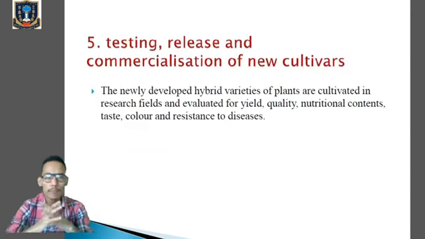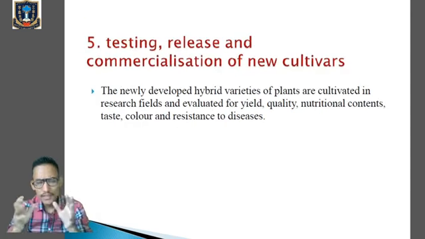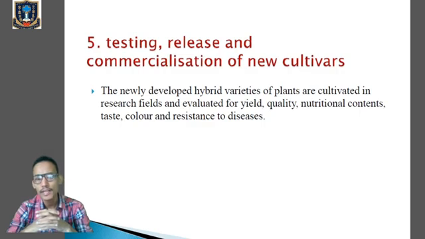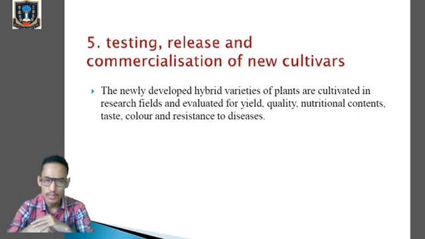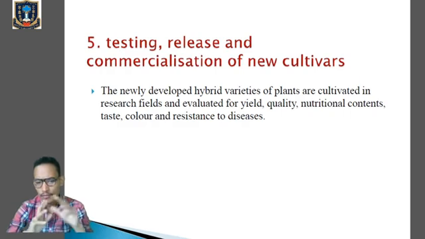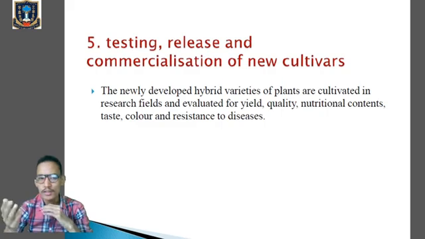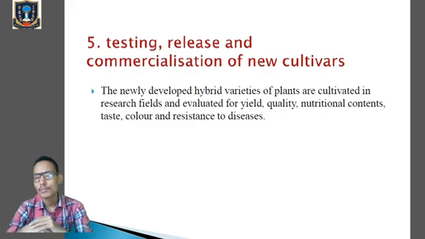After that, we have got the fifth step: testing, release, and commercialization of new cultivars. The newly developed hybrid varieties, after cross pollination, self pollination, whatever the hybrid varieties are produced, we have to go for their testing, we have to go for their release, and after that we have to go for their commercialization. That means we have to release them into the market.